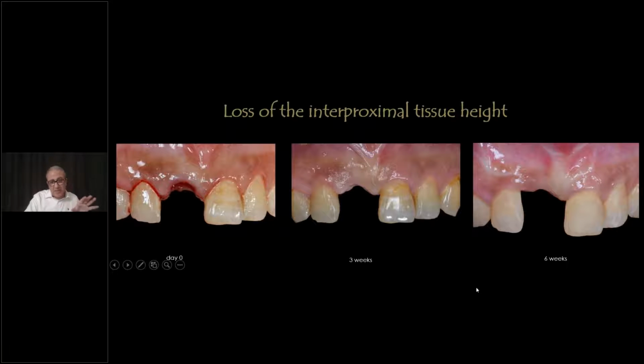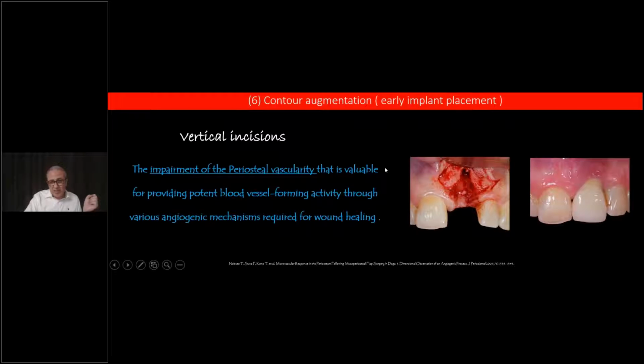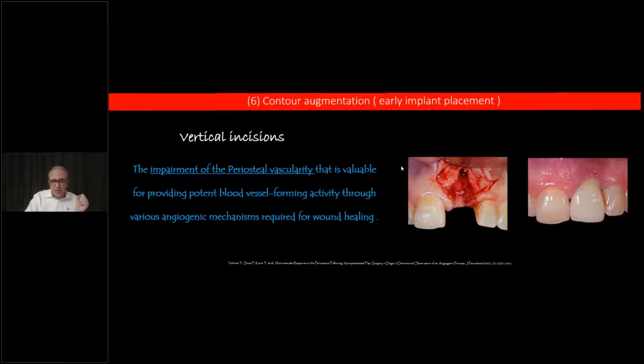So that's my thing. On top of that, the vertical incisions. He does the vertical incisions, of course, without even sparing the papillae. So the impairment of the periosteal vascularity is a valuable issue for providing potent blood forming activity, vessel forming activity through the various angiogenetic mechanisms required for the wound healing. So I personally end up with these types of results in doing contour augmentation. Maybe it works very well with Dr. Boozer, of course, but personally, I'm not really comfortable using those early placement things.